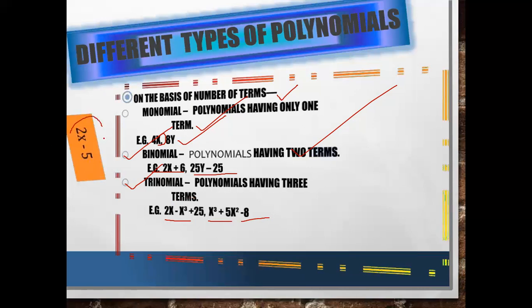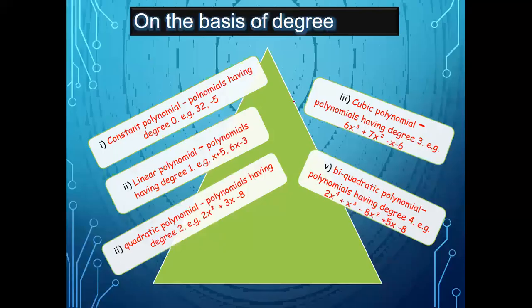Now let us ask: 2x minus 5, which type of polynomial is this? This is a binomial. Very well. Now, on the basis of degree, a constant polynomial has degree 0, for example 32, minus 5.